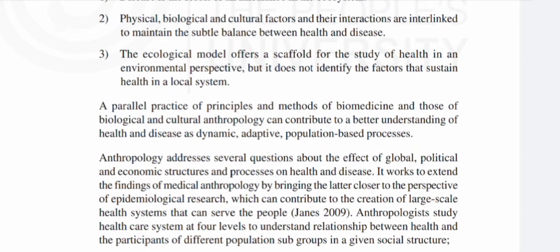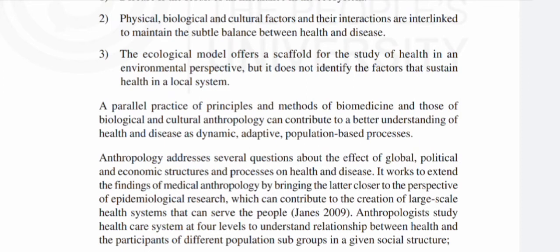Anthropology addresses several questions about the effect of global political and economic structures and processes on health and disease. It works to extend the findings of medical anthropology by bringing the latter closer to the perspective of epidemiological research, which can contribute to the creation of large-scale health systems that can serve the people.